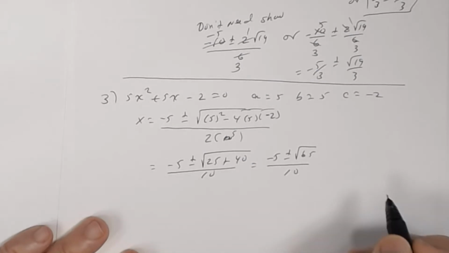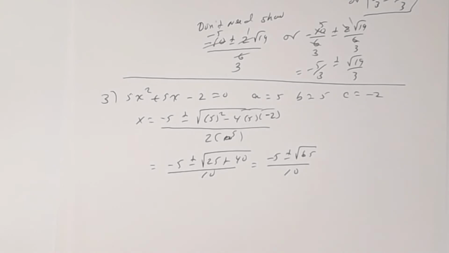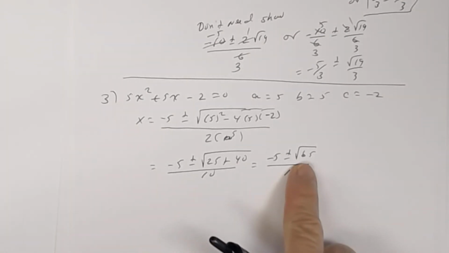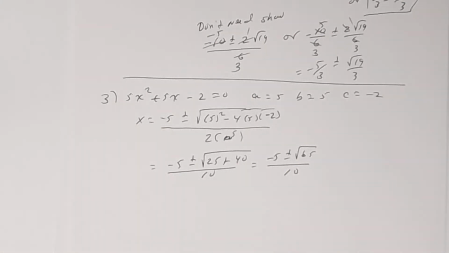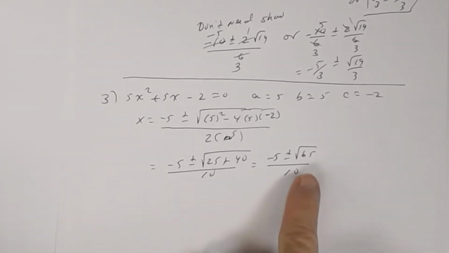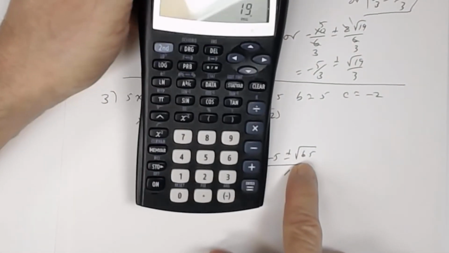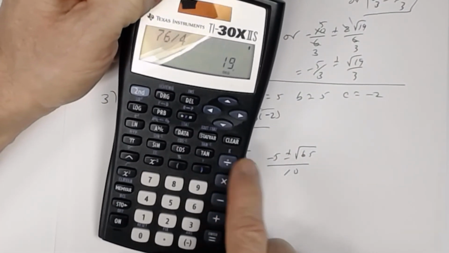All divided by 10. All right, now I want you to notice something. You're going to ask yourself, can I simplify the square root of 65? Well, you're going to look for perfect squares that go into 65. Well, one is a perfect square. It goes into every whole number. But for some of you, it may be difficult to determine what perfect square goes into 65.